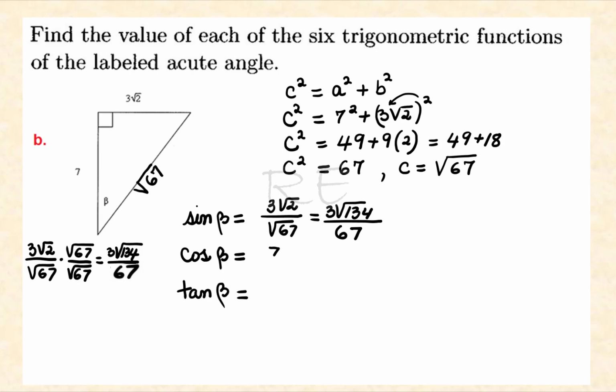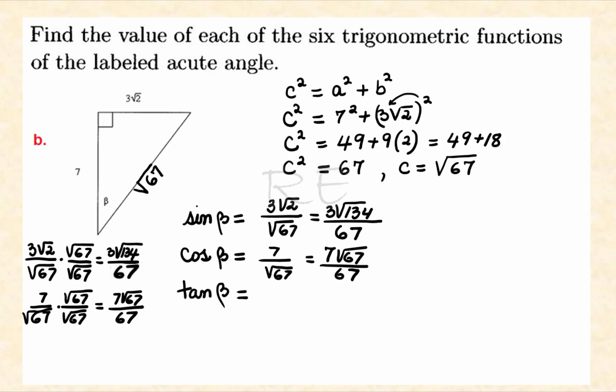Cosine is adjacent over hypotenuse, so it's 7 over square root of 67. And when we rationalize the denominator, we obtain 7 square root of 67 over 67. So cosine beta is 7 square root of 67 over 67.